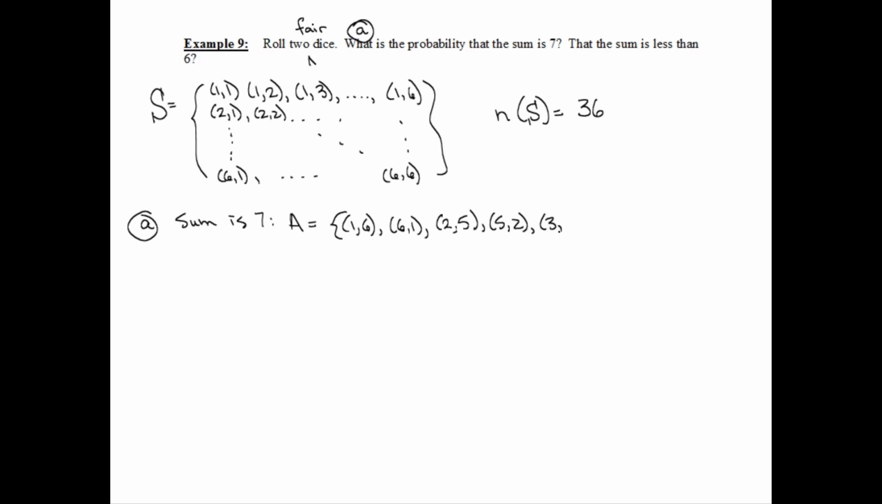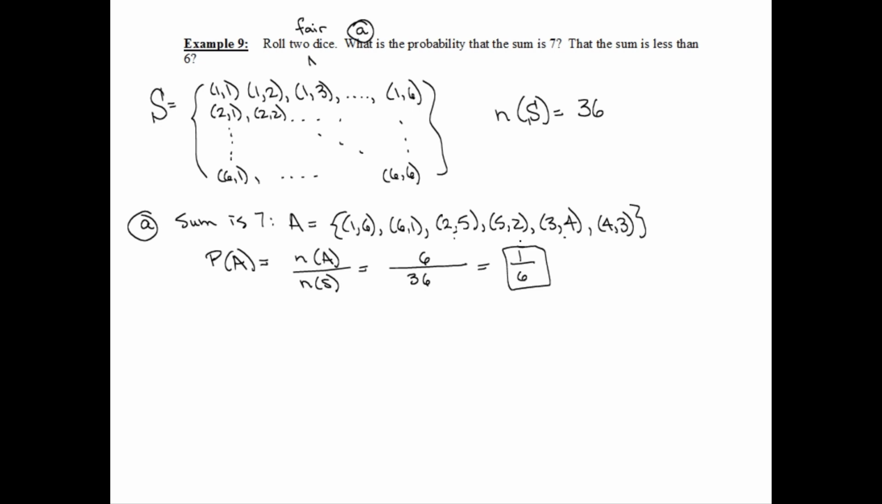Now let's move to 3. What do I put with it? 4. So 3, 4, and 4, 3. Are there any other possibilities? No, if we moved to 4, we've already got it. So now we want to figure out the probability. Since they are all equally likely, the probability of this event occurring is the number of elements in A divided by the number in the sample space. How many are in here? 1, 2, 3, 4, 5, 6. There are 6 elements. So 6 is our numerator, 36 is our denominator, so we get 1/6.